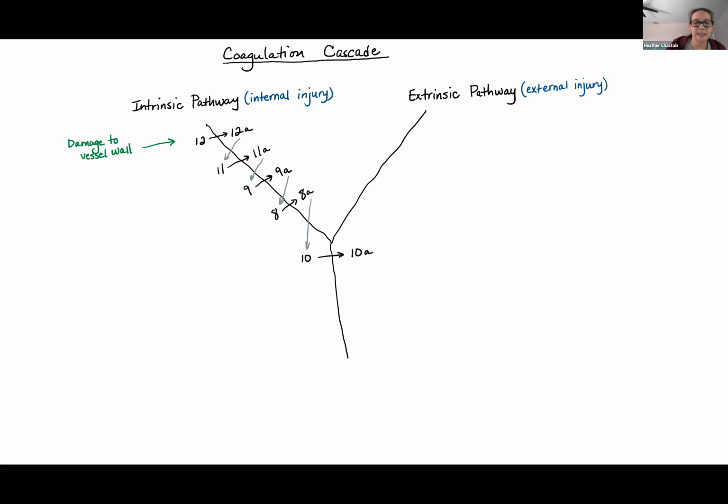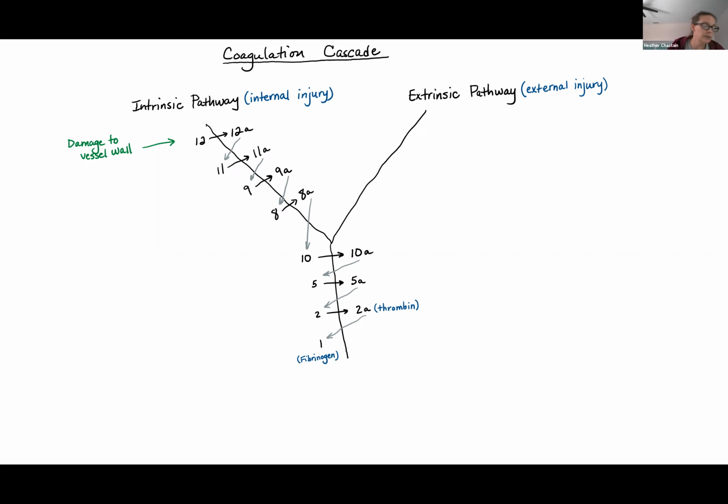10A, or activated 10, will find factor 5 and activate it. Activated factor 5 will find factor 2 and activate it. Factor 2A, so activated factor 2, is called thrombin, which is important later on. Thrombin then activates factor 1, which is called fibrinogen.